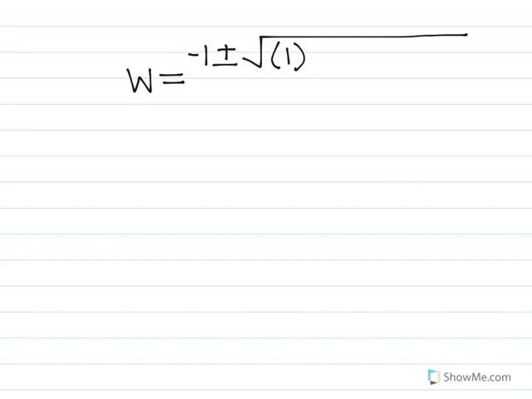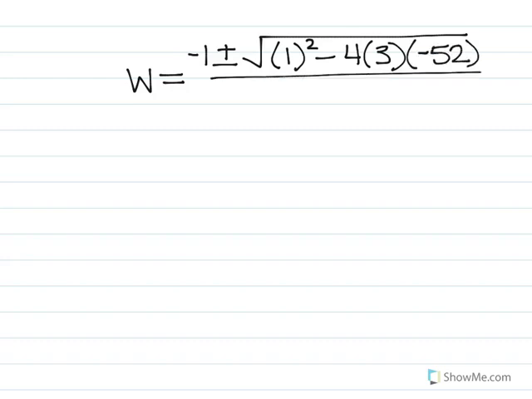Okay, so we are going to plug these values into our quadratic formula. Instead of starting with x equals like we normally would, this one has to start with w equals, because that's our variable, and it always starts with negative b, so we're going to have a negative 1 plus or minus the square root of our b value squared minus 4 times our a value 3 times our c value negative 52 all divided by 2 times our a value of 3.